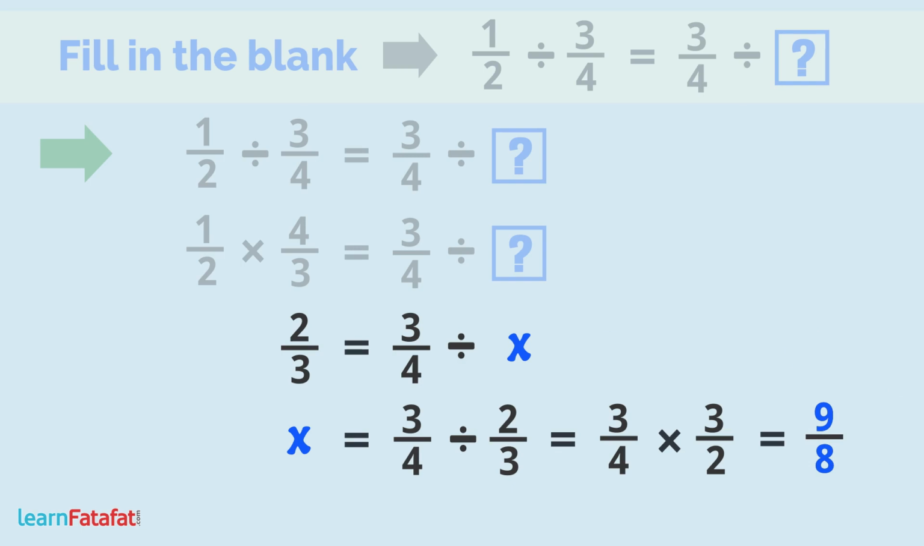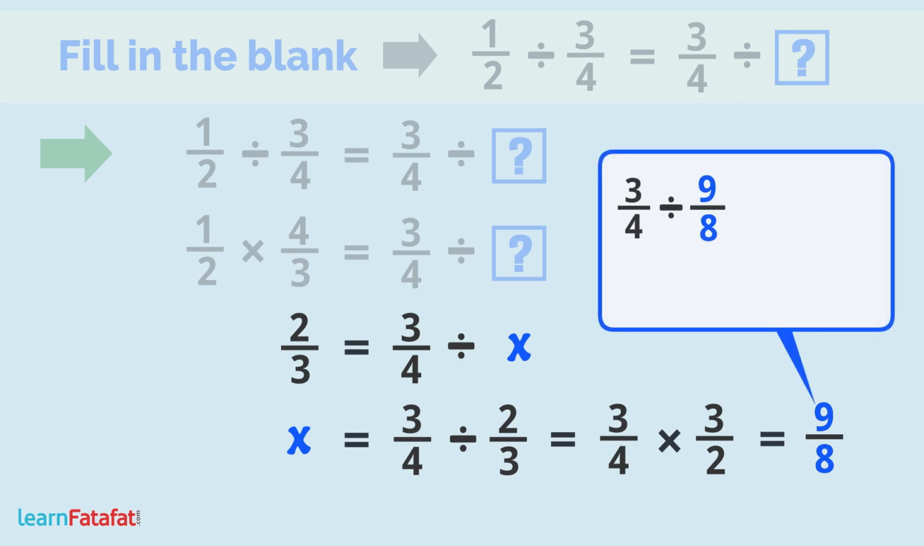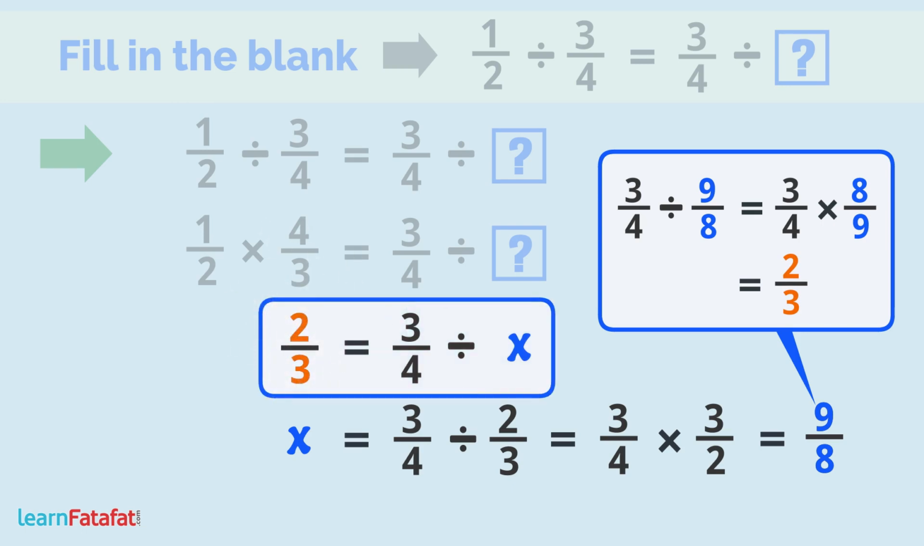Let's verify it. 3 by 4 divided by 9 by 8 equals 3 by 4 into 8 by 9 equals 2 by 3. It is same as the result of LHS. Hence, we got correct missing number.